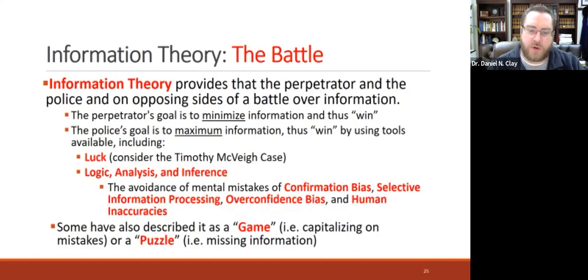And again, as I said before, it's also described as a game, kind of capitalizing on the mistakes of each other. The perpetrator will capitalize on a mistake made by police, and police will capitalize on a mistake made by a perpetrator. We see this in the DC sniper case, which if we have time, we'll come back to. Now, others have described it as a puzzle.